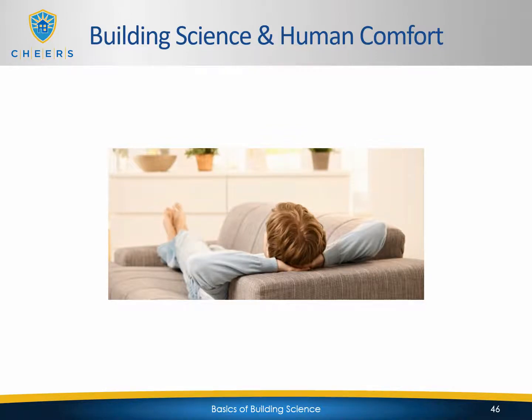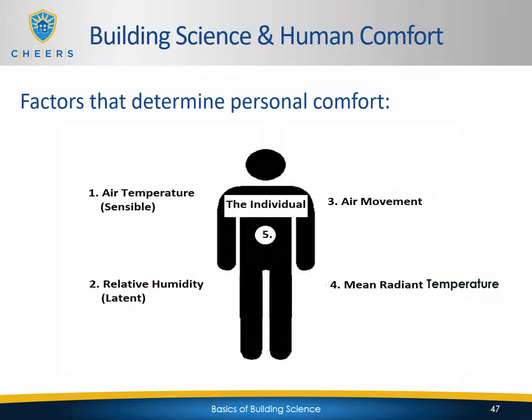So how does building science relate to actual human comfort? Now, there are different factors that determine personal comfort. You have air temperature, relative humidity, air movement, mean radiant temperature, and then you also have the individual itself.